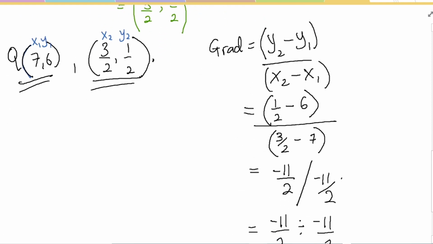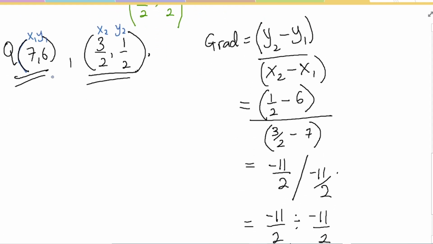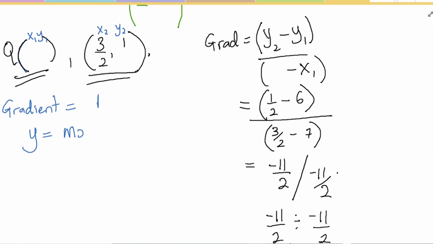Now that we know the gradient is 1, we can simply come back here. Our gradient is 1. But we know that y is given by mx plus c. y is equal to mx plus c. That's the general equation of the line. Let's just pick one of these points.